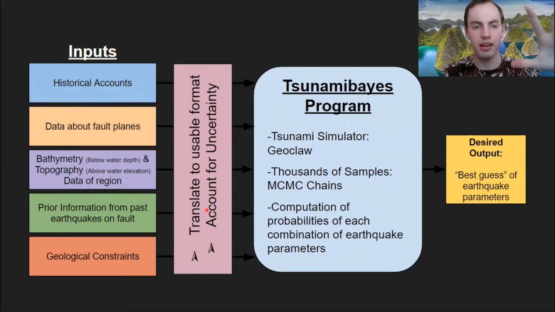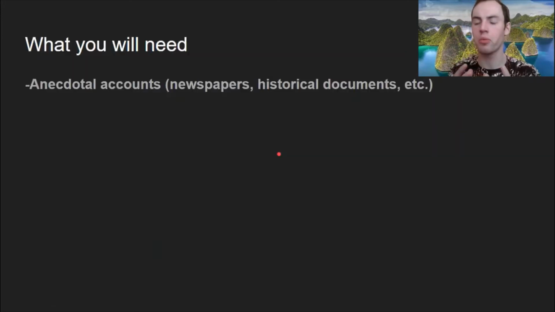Because essentially, we need to take all these inputs and collect all this data. But we also need to translate it to a usable format for the program. We need to change qualitative information to quantitative information, and with that, account for the uncertainty that is with all that data there.